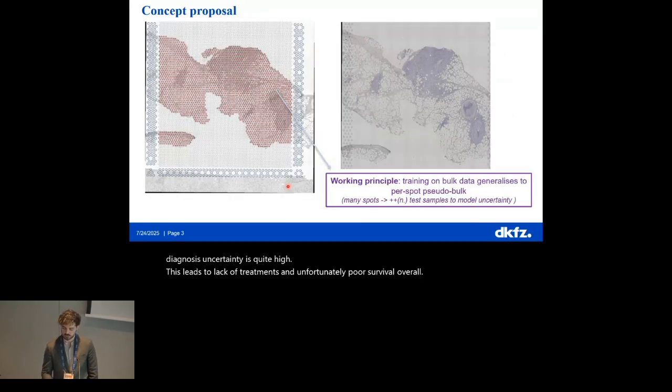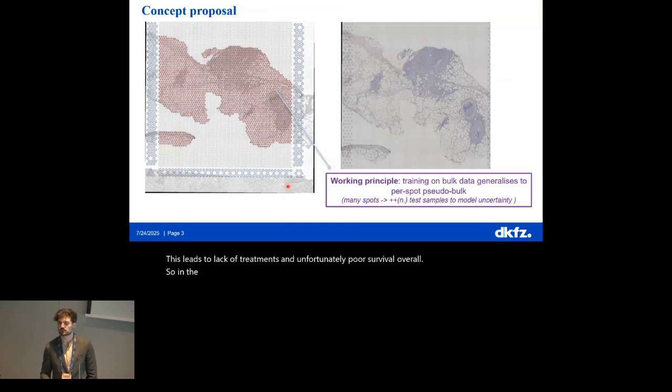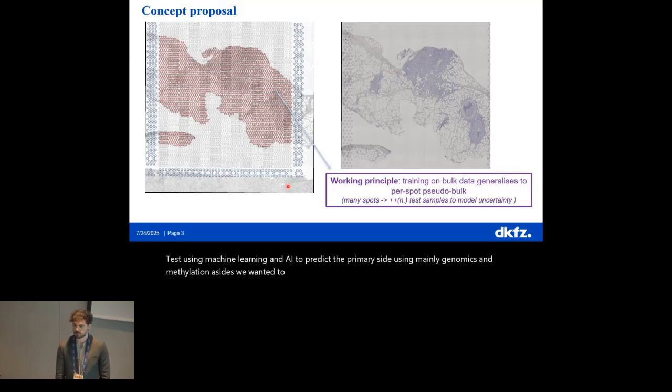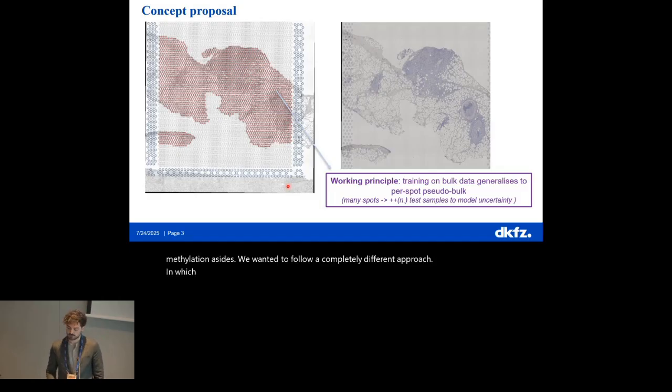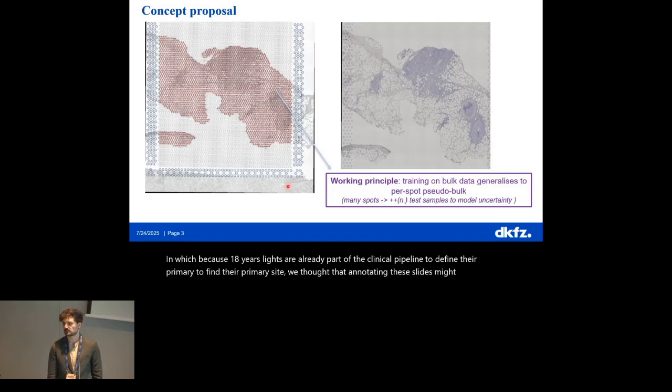So in the past years there have been a lot of tests using machine learning and AI to predict the primary site, using mainly genomics and methylation assays. We wanted to follow a completely different approach in which, because H&E slides are already part of the clinical pipeline to define the primary site, we thought that annotating these slides might give the pathologists some hints for the diagnosis of the primary site.